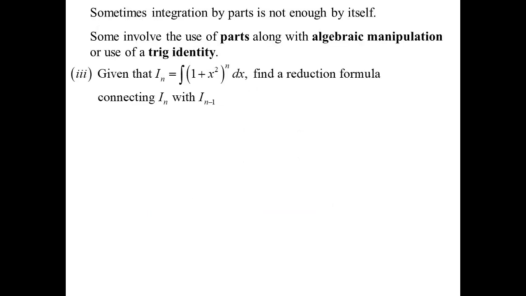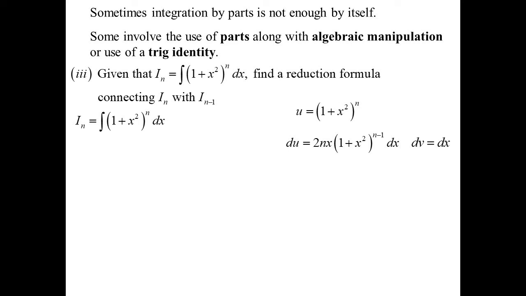All right, again, integration by parts might not be the only technique you use in it. So algebraic manipulation can come in handy, or maybe again we might use a trig identity. So this one here, 1 plus x squared to the power of n, they've given us a bit of a hint. It's going to connect in with I n minus 1. So my u will be 1 plus x squared to the power of n, because my du now will reduce that power by 1. dv is dx, v is x. So uv minus the integral of v du.